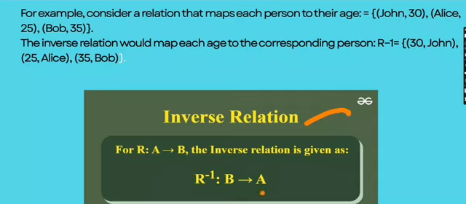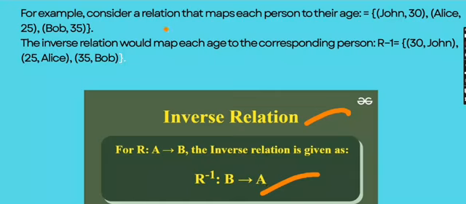So this is the general representation. B to A, that is, output is changed to input. If A is an input, B is the output. So what is the inverse? B will become the input and A is going to be your output.